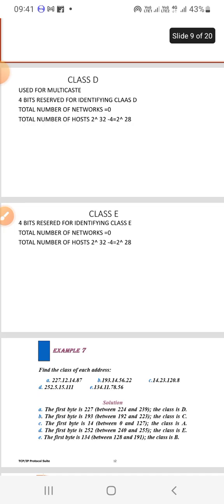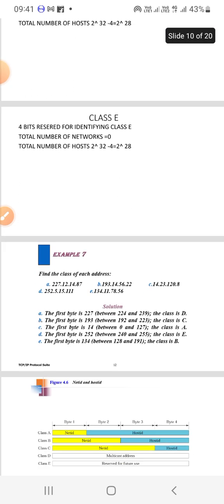Class E, 4 bits are used for identifying class E. Total number of networks is 0. Total number of hosts is 2 power 32 minus 4, that is 2 power 28. Class E is used for research purposes.